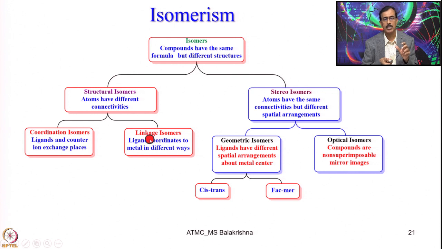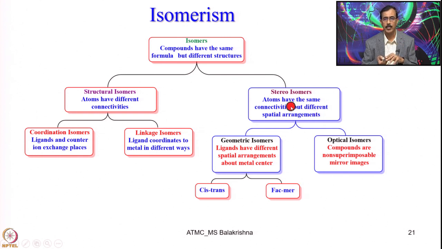In that case, what happens? Either of the donor atoms can bind, resulting in linkage isomerism. For example, if you take the NO2 group, either N can coordinate to the metal center, or O can establish a link to the metal. So, nitrito or nitro we call them. Okay. Similarly, we come across the stereoisomers. Here atoms have the same connectivity but different spatial arrangement. Okay. Stereoisomers, atoms have the same connectivities but different spatial arrangements.